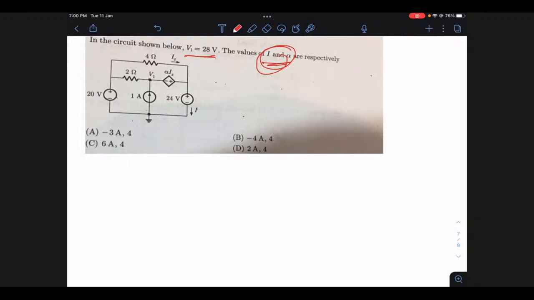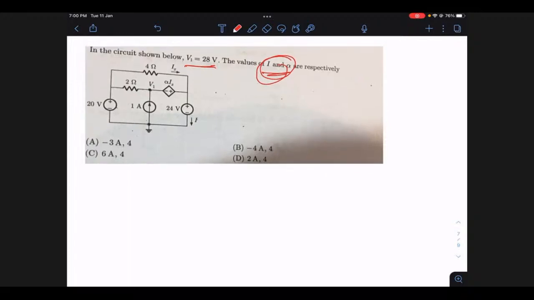So what is the approach in this case? In this circuit, V1 is 28 volts. Then what is the value of this I and alpha? Although there could be many approaches, I'd like to solve this question using the nodal analysis method.